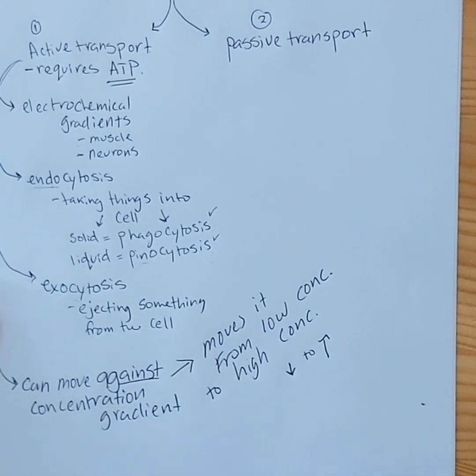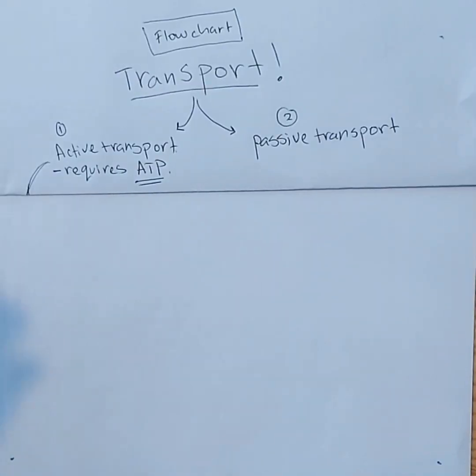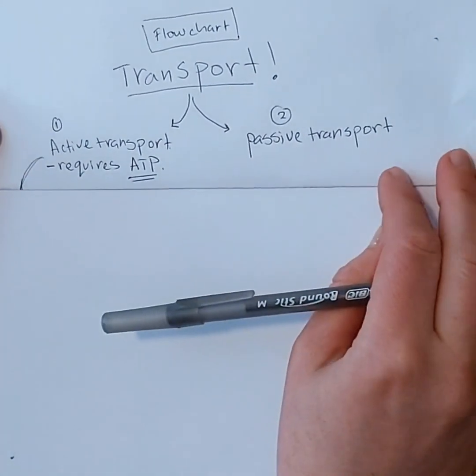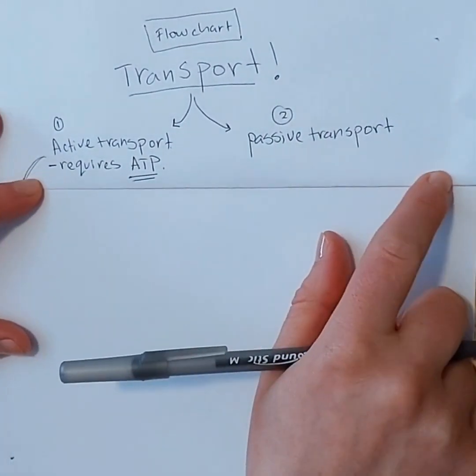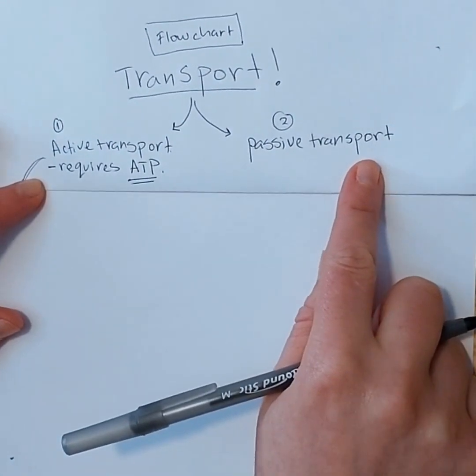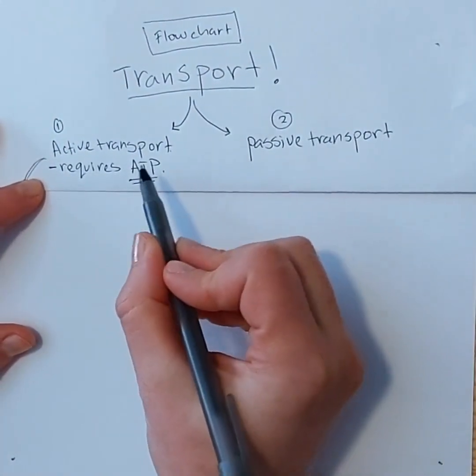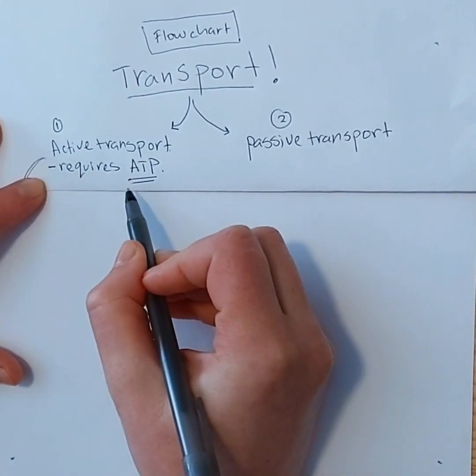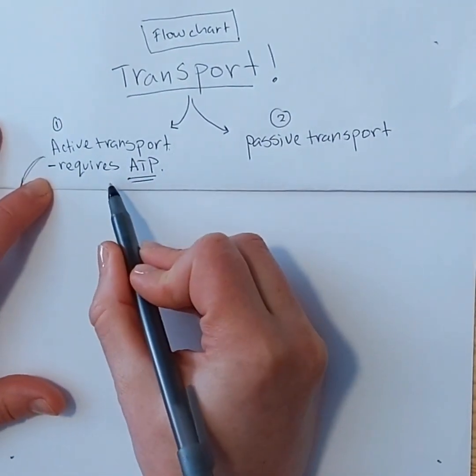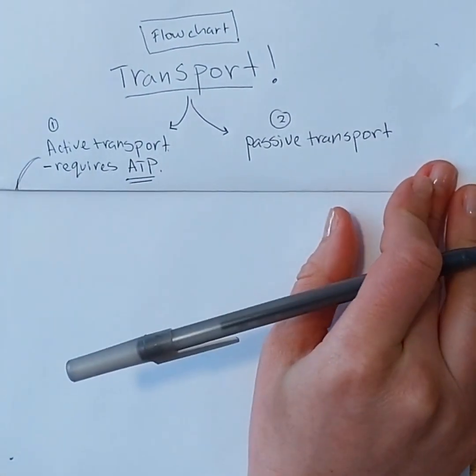I'm going to pause it and get another piece of paper and keep going. Okay, so I folded my piece of paper in half so I have more space to continue. And we're going to keep talking about transport. So we know active transport requires ATP and can move things from low concentration to high concentration.